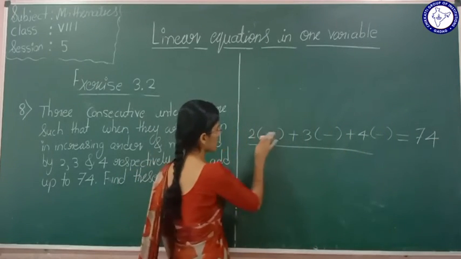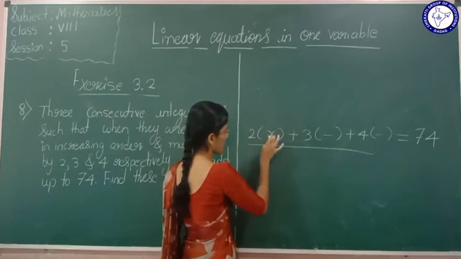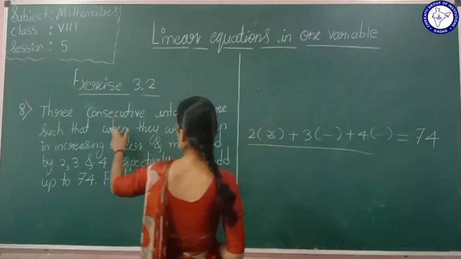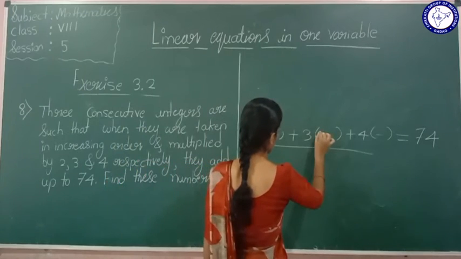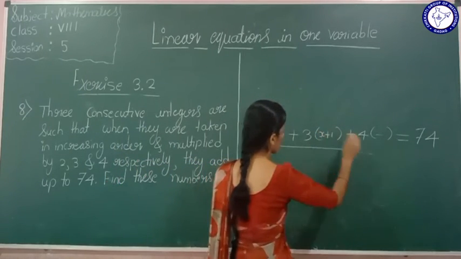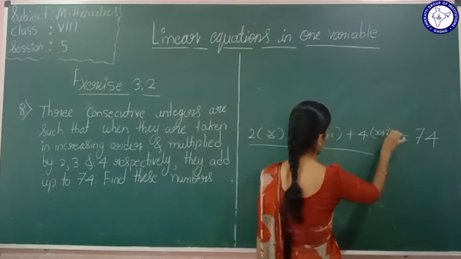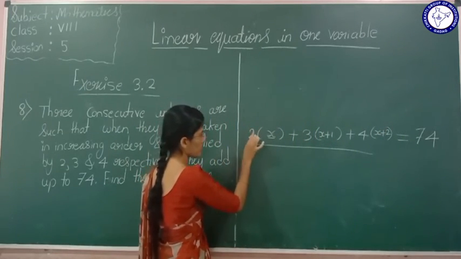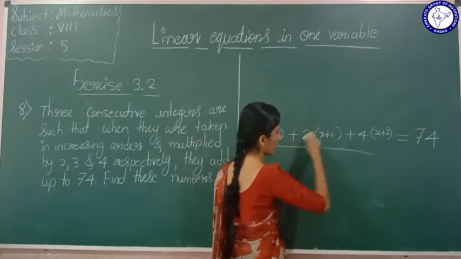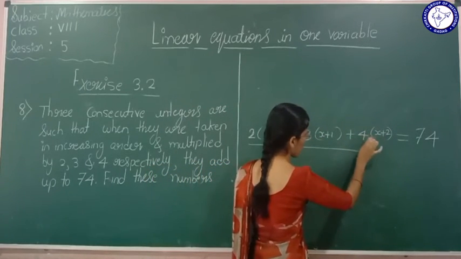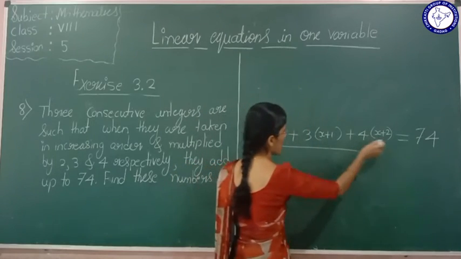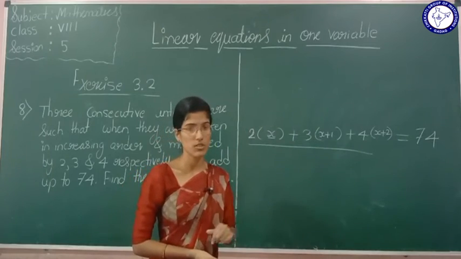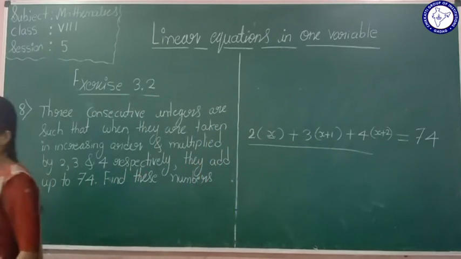Suppose I took x as the first consecutive integer, the second integer as x plus 1 and the third integer as x plus 2. If you multiply the first integer by 2, the second by 3 and the third by 4 and add them, the answer is going to be 74. We have to find out which 3 consecutive integers those are.